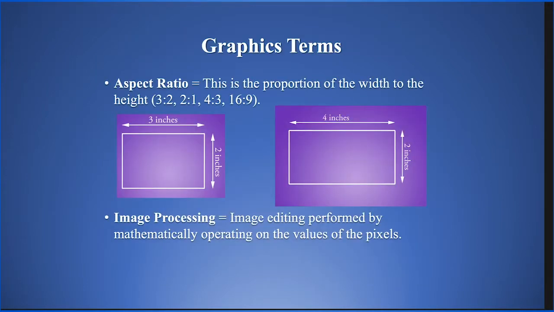The aspect ratio is the proportion of the width to the height. So in the first instance you see here 3 inches wide, 2 inches tall, 3 to 2. This is 4 inches wide and 2 inches tall, so it's 2 to 1. Television screens can be 16 by 9, which is your widescreen format, or the old shape would be 4 to 3.